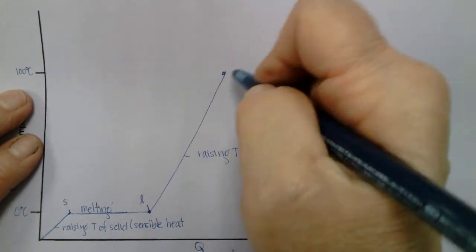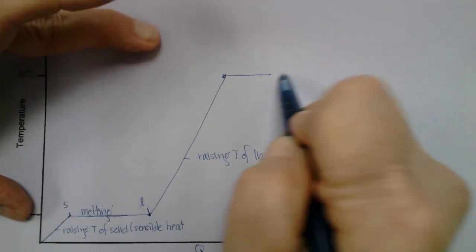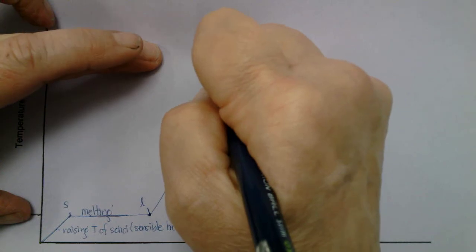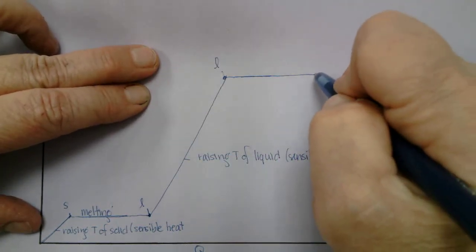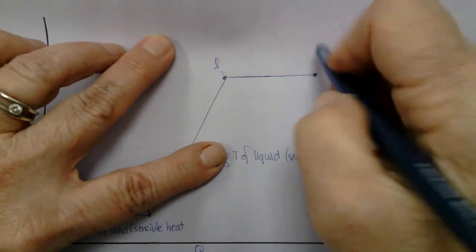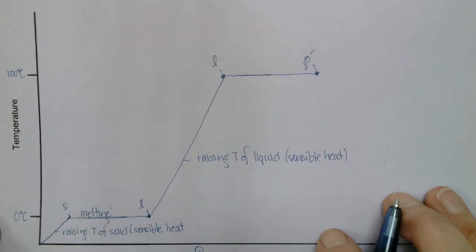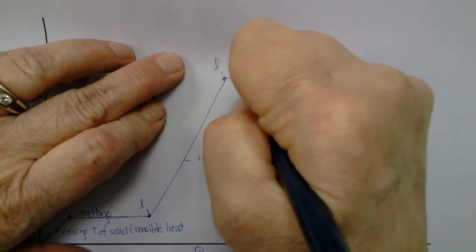Once I get to 100 degrees, at the moment when I first hit 100 degrees, I am all liquid. But as I go through the phase change, I turn from all liquid to the very end of it where I'm all gas. And that process, when it's a rapid phase change at one temperature, is called boiling.